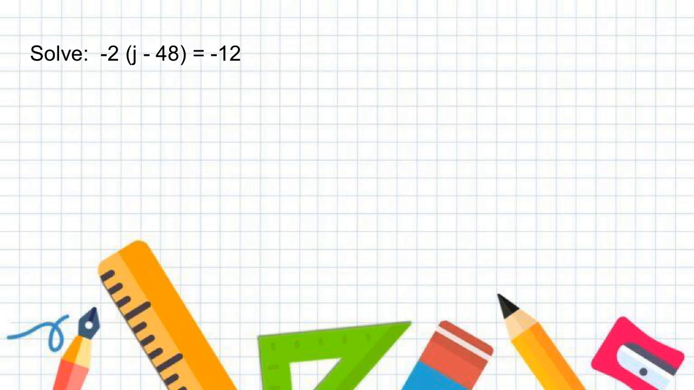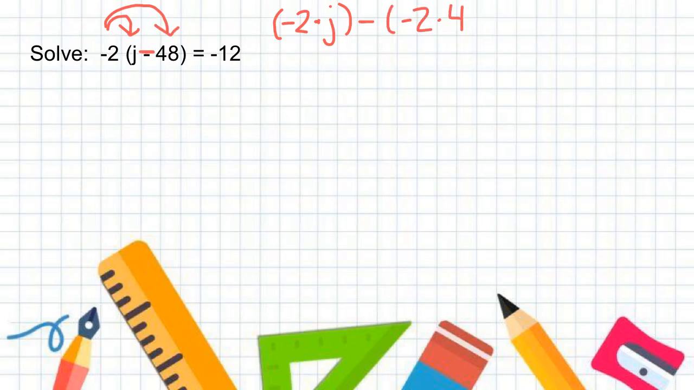All right, question number 5 is a distributive property. So if you remember, we did this kind of thing. So we had our first set of parentheses is negative 2 times j. This is a subtraction problem. Second set of parentheses is negative 2 times 48 equals negative 12. All right, go ahead and pause me. See if you can't finish this one on your own, and then come back for checking.